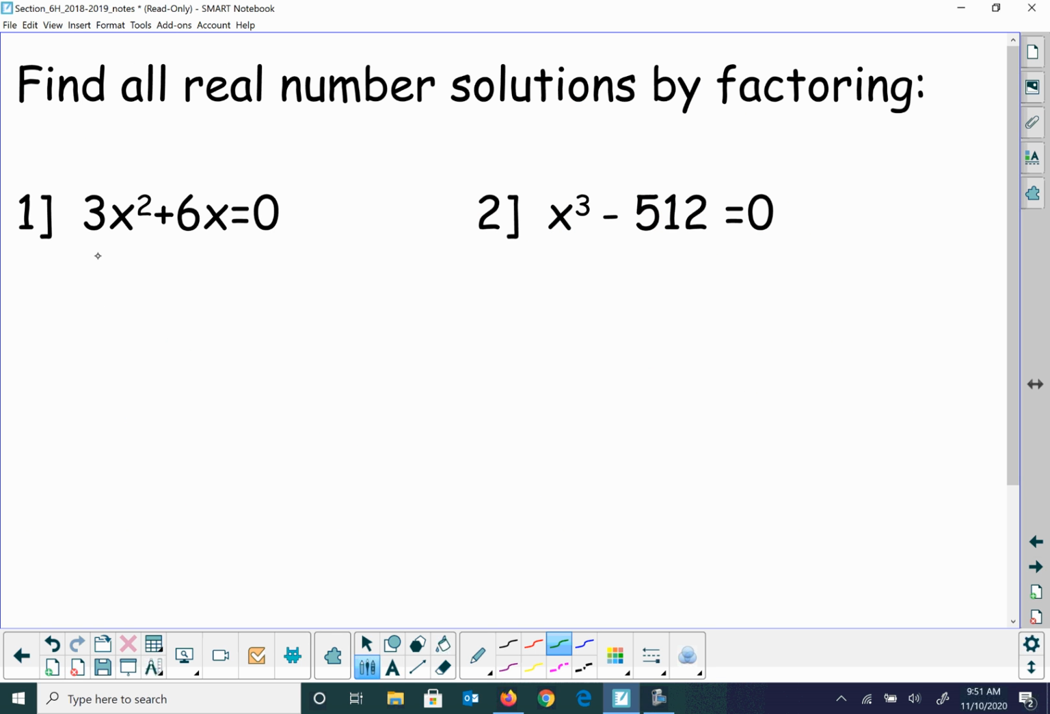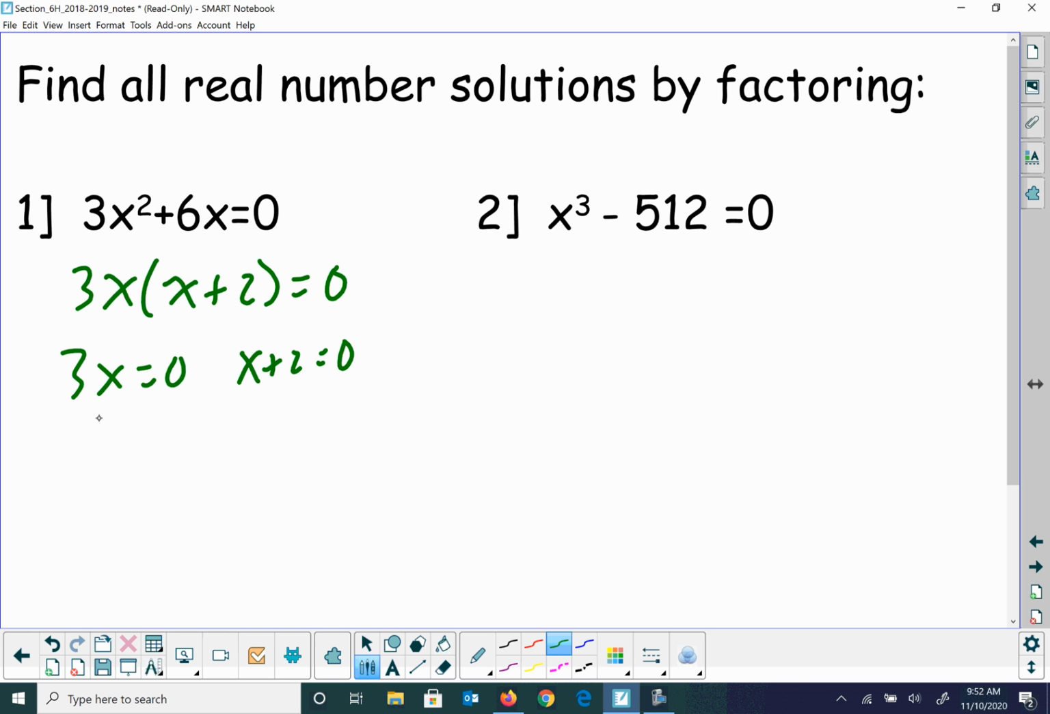All right, find all the real solutions. So the first thing I'm going to do is factor 3x out of both. So 3x is equal to 0. x plus 2 equals 0. So x equals 0 is one answer, and x equals negative 2 is another answer.